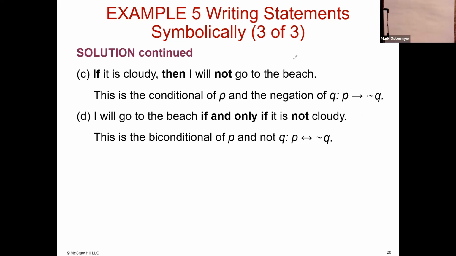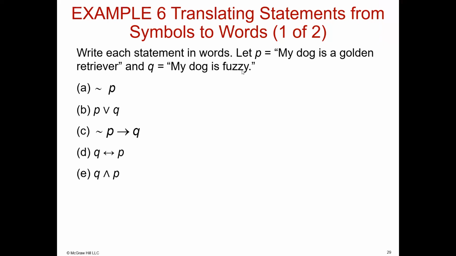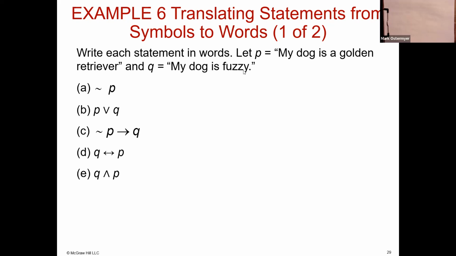Statement P is defined to be the simple statement, my dog is a golden retriever, and Q is a simple statement, my dog is fuzzy. I find that kind of interesting. The word fuzzy, do you agree that there might be a little bit of subjectivity with that word? What's your definition of fuzzy? But whatever, we have to assume that this is a valid, simple statement.